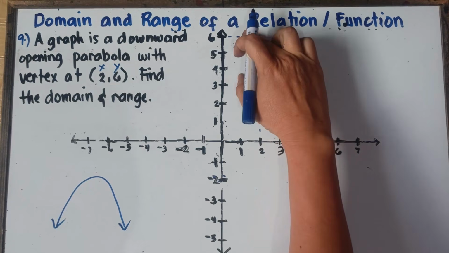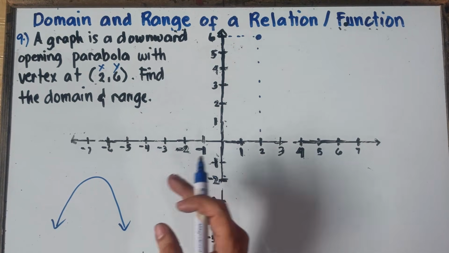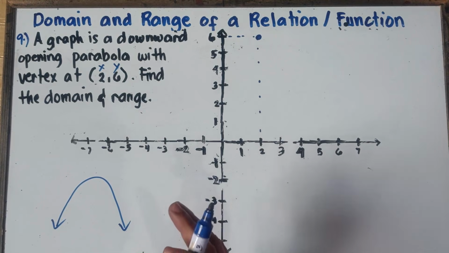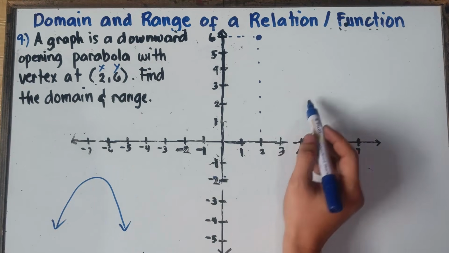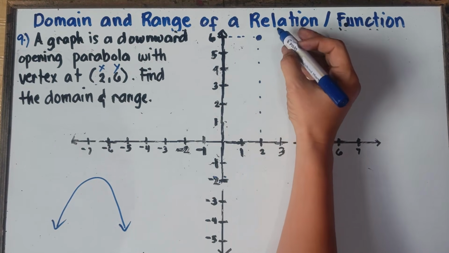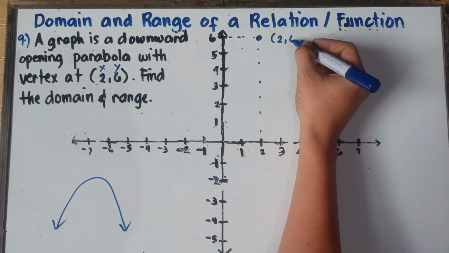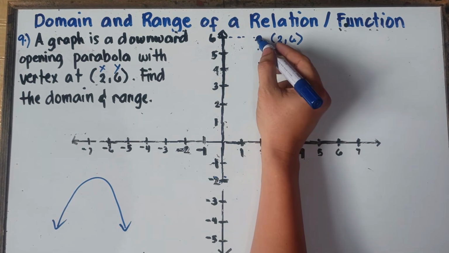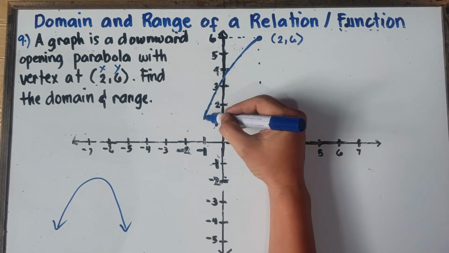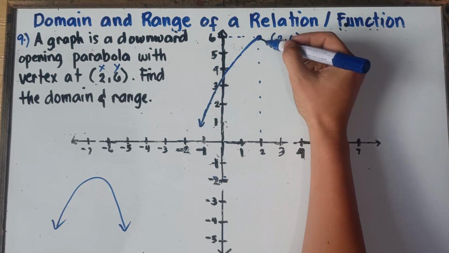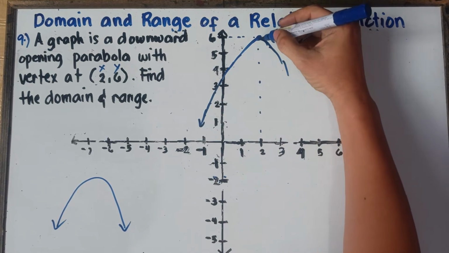Now, once again, class, the vertex is the turning point of the parabola. The parabola is opening downward. So this will be the vertex, that would be 2 and then positive 6. And then our parabola opens downward. Alright, so this will be our illustration.